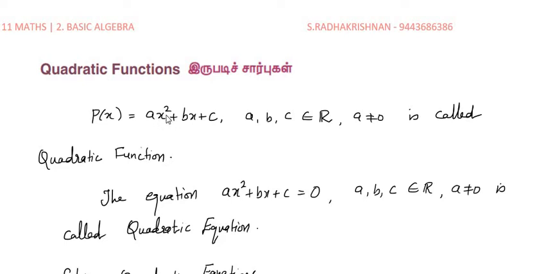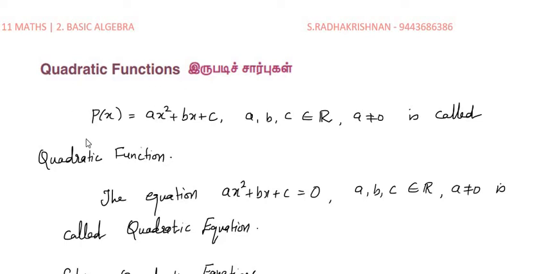Suppose if a happens to be 0, if we substitute 0 for a, we'll get bx plus c. Bx plus c, if you look at it, that becomes what? A linear function. So for this to be a quadratic function, a should not be 0. That's a very, very important condition. B and c can be 0, but a should not be 0. That's a quadratic function. Next is the equation.